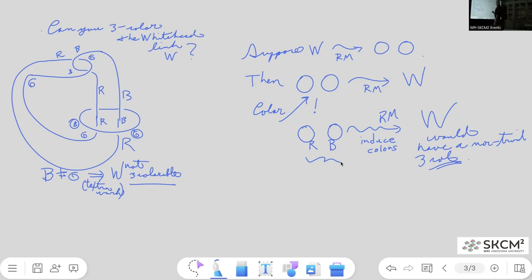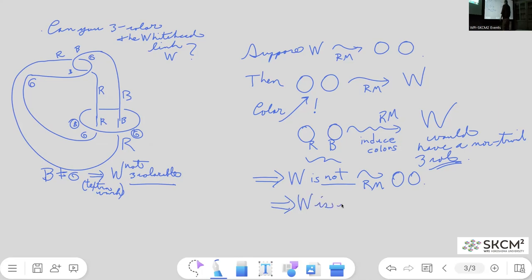And so this implies that W is not equivalent by Reidemeister moves to the unlink. It implies that W is linked.